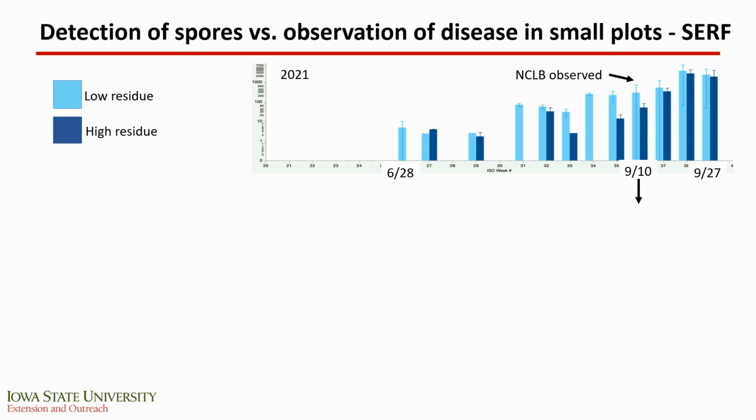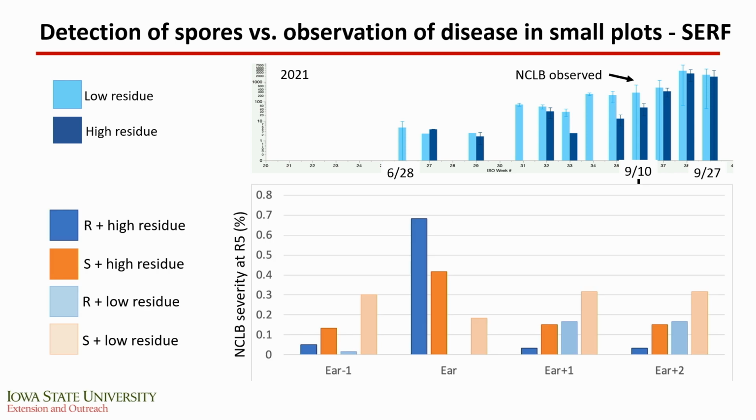Here we have the spore data again. And so you'll remember that we detected the spores on the last week of June, the 28th of June. But it wasn't until the week of the 10th of September, so that second week of September, where we observed northern corn leaf blight. And when we did observe the northern corn leaf blight, not a whole lot there, but this would be the severity at R5.